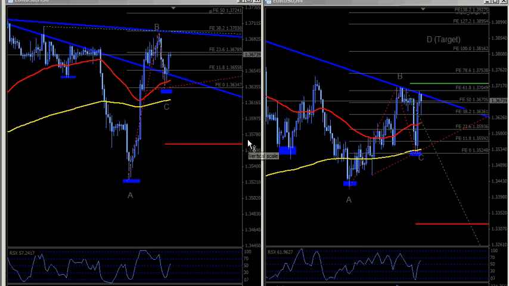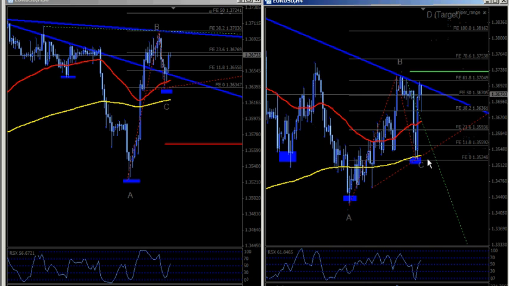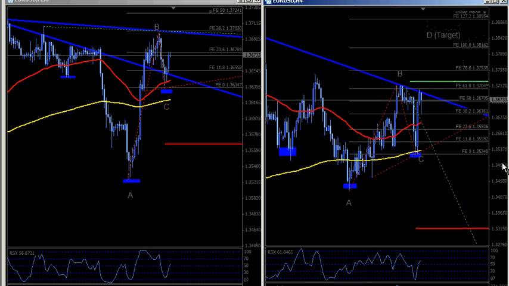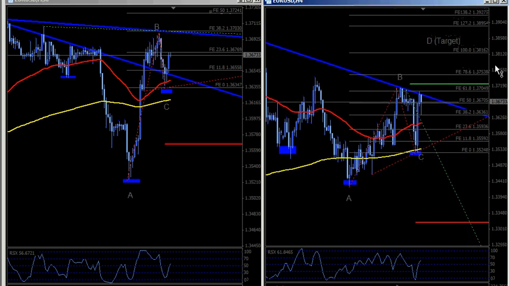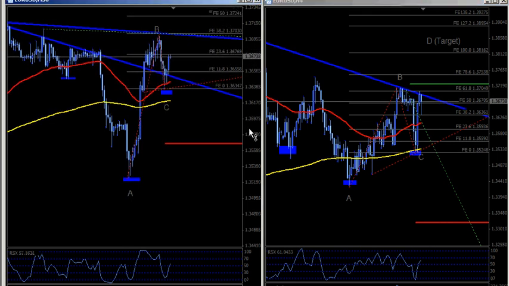So this is just an example then of Head and Shoulders patterns tied in with the AB equals CD, and how to get your targets and how to trade them exactly. So this is February 22nd, 2011 tutorial.